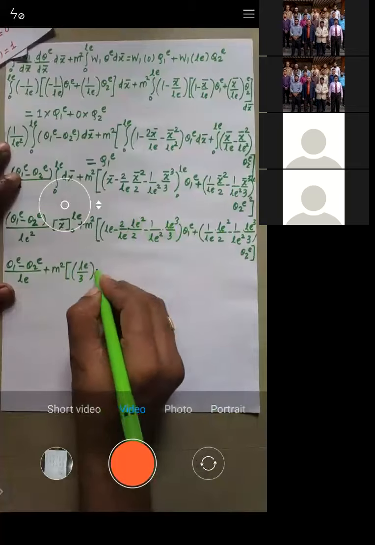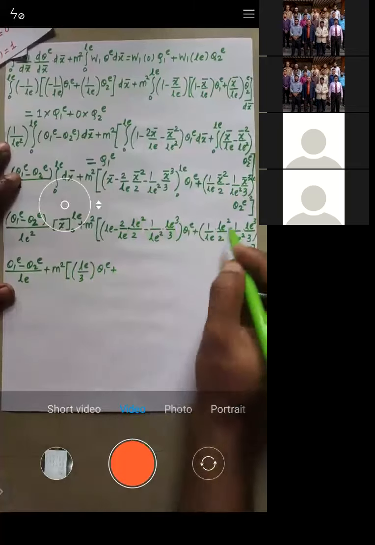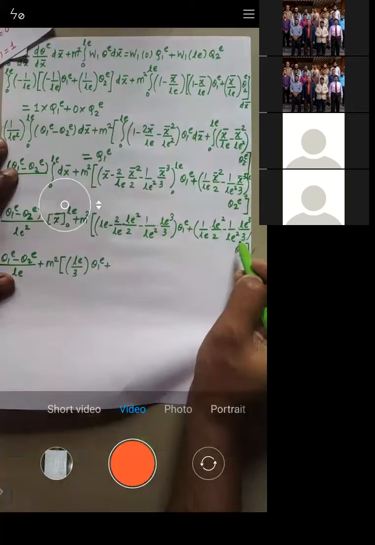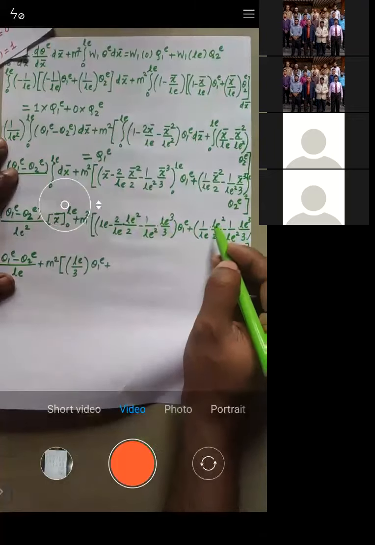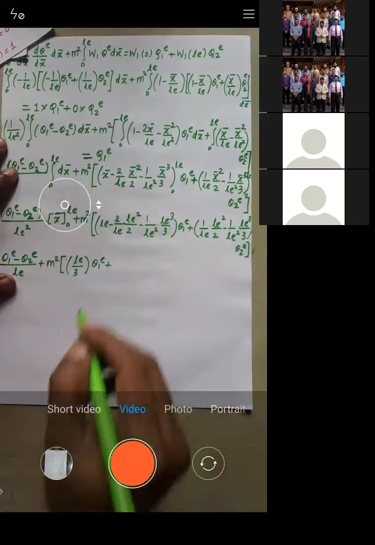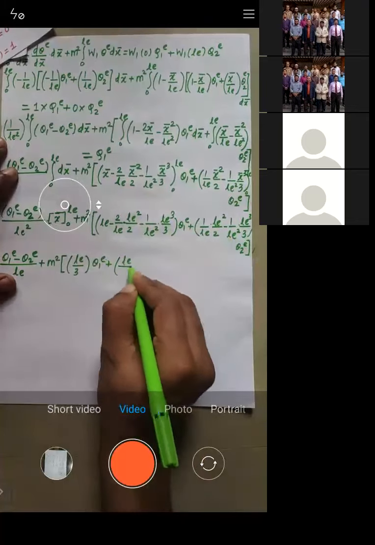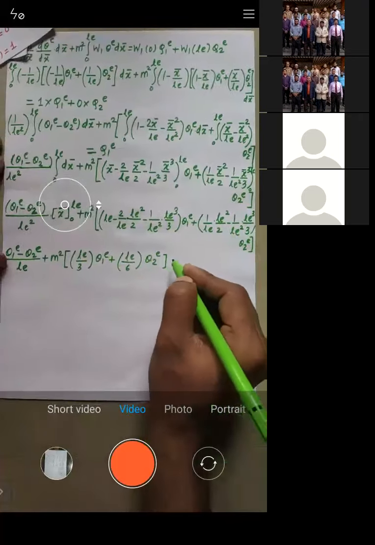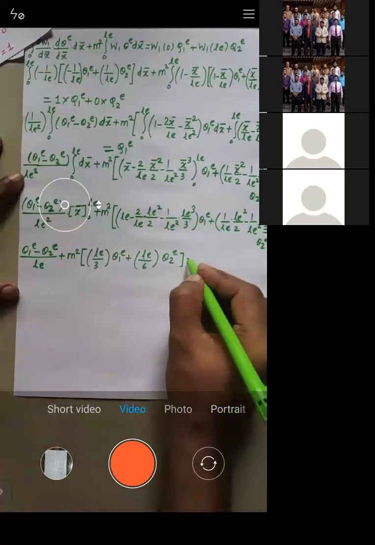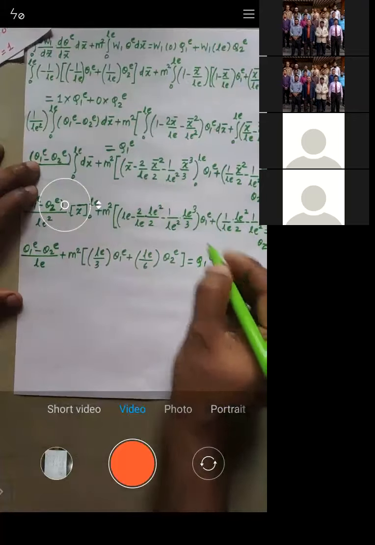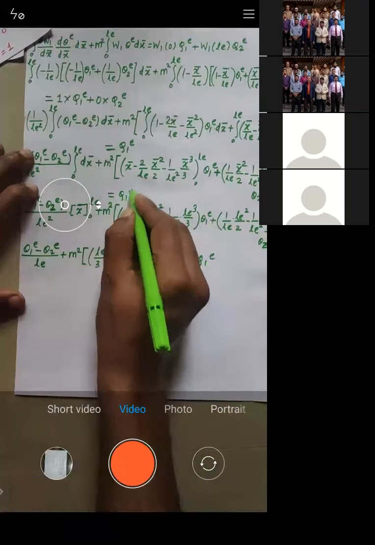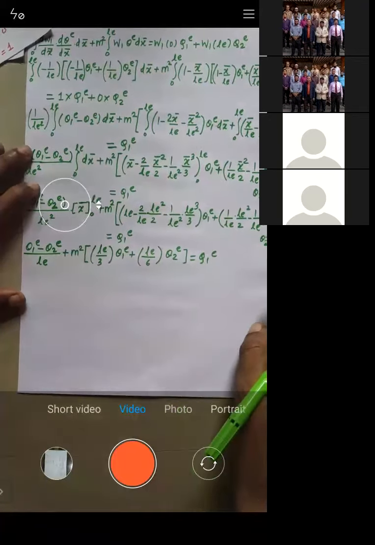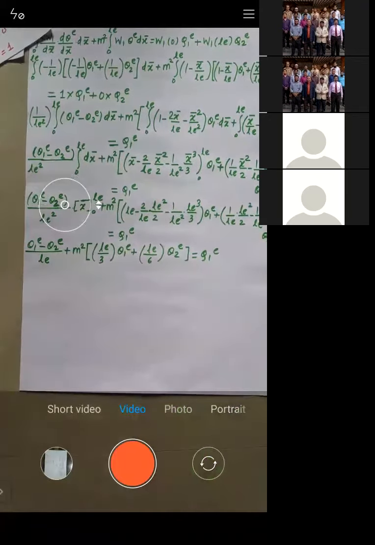So LE by 3 into theta 1E plus, here also LE by 2 minus LE by 3 is remaining, right? One LE gets cancelled. So it is LE by 2 minus LE by 3, that is nothing but LE by 6, LE by 6 into theta 2E. Is it okay? It is equal to Q1E. See, I'll just write down here, equal to Q1E. Is it okay, all of you? Let me know.